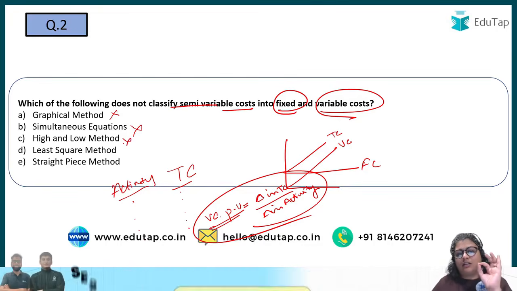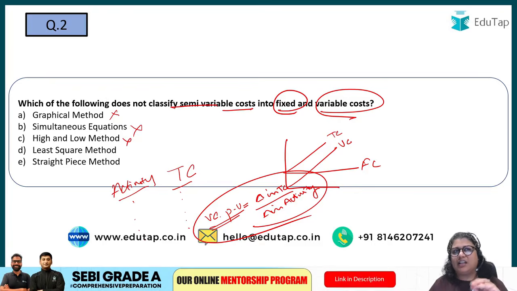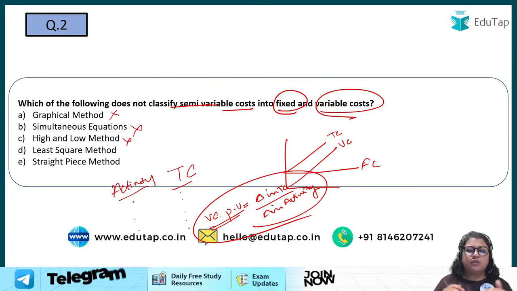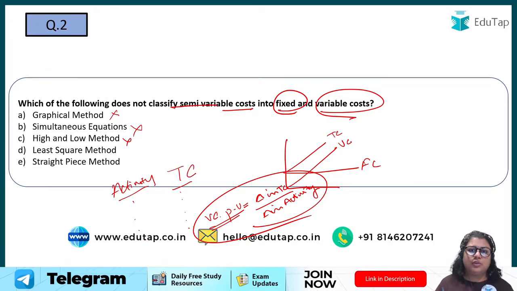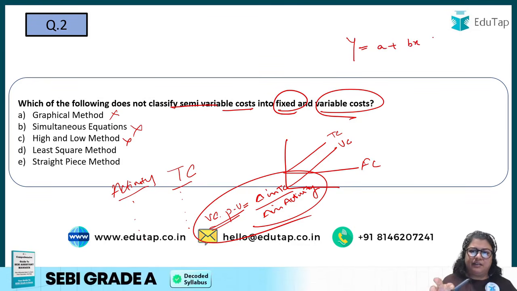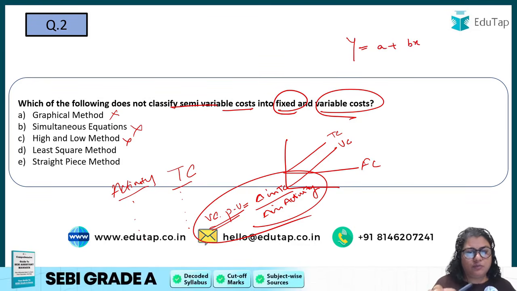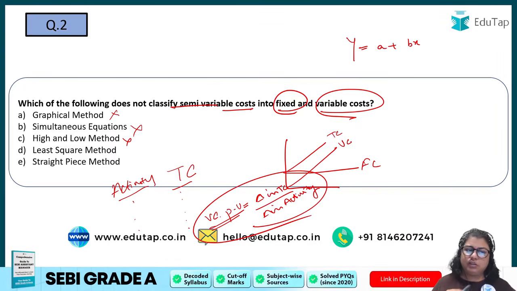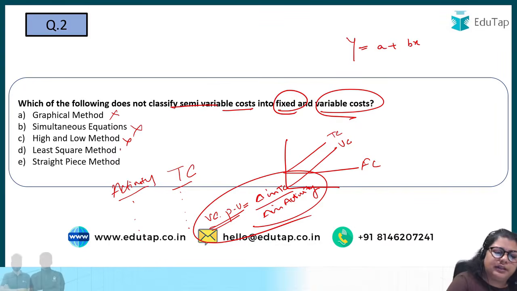Then the least square method. This is basically one of the regression methods, or you can say a statistical method. Here also we have two constants or two equations. Then also we can find out fixed and variable cost. Here also we have an equation somewhat looking like this: y is equal to a plus bx. Okay. So basically here also we can have a and b as fixed and variable cost. So we can find out through the least square method also. So this is also incorrect.